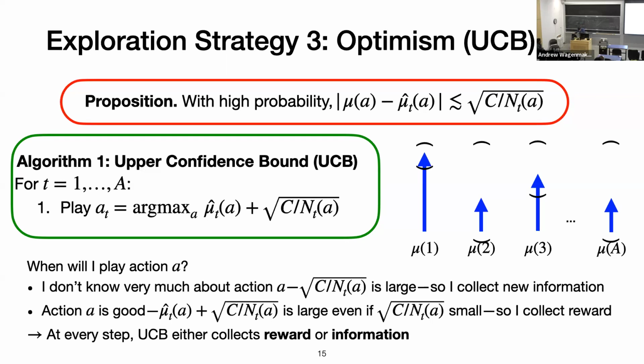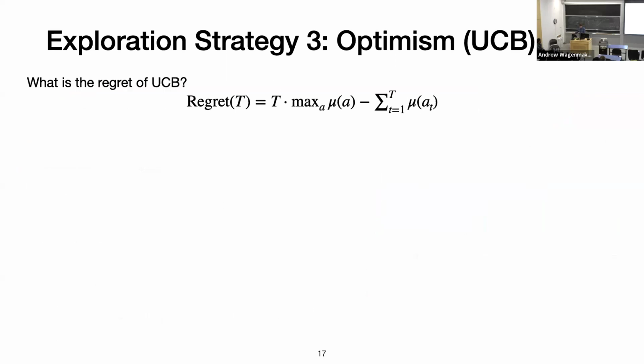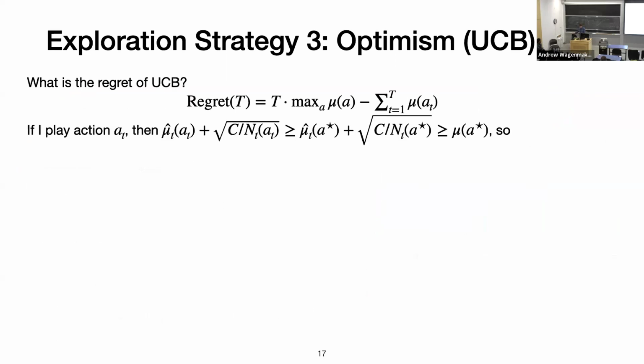Okay, so let's think about now what is the regret of this procedure. It's actually pretty simple to analyze, and it's based again on this inequality: if I pull arm A_t at time t, this tells me that mu hat of A_t plus the confidence interval for arm A_t is greater than mu hat of A star plus the confidence interval for A star. Furthermore, based on what I just showed you, mu hat of A star plus the confidence interval for A star is greater than mu of A star.